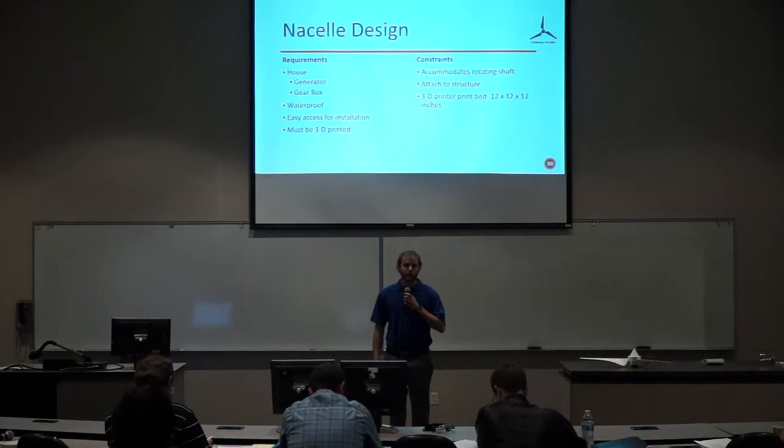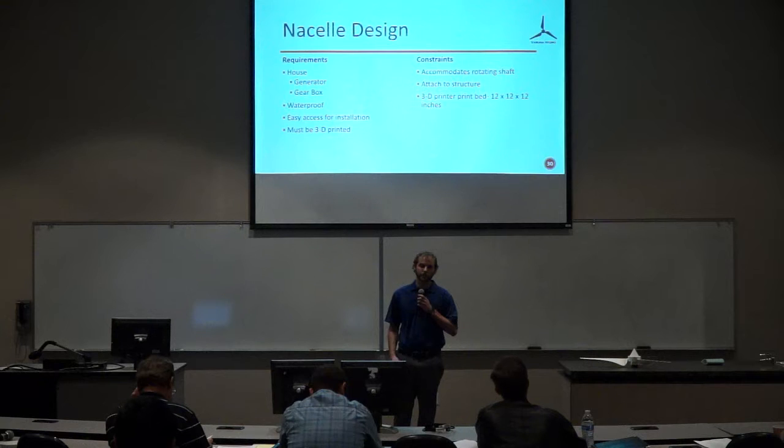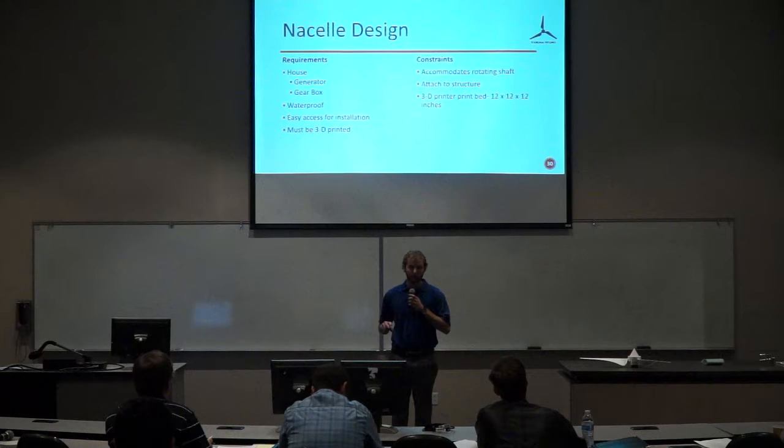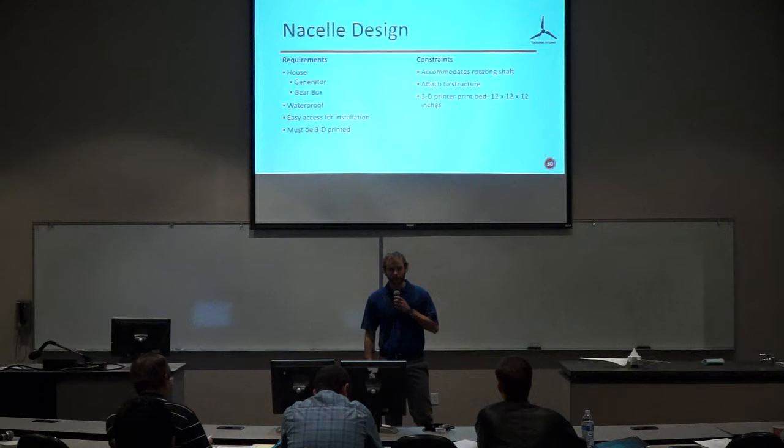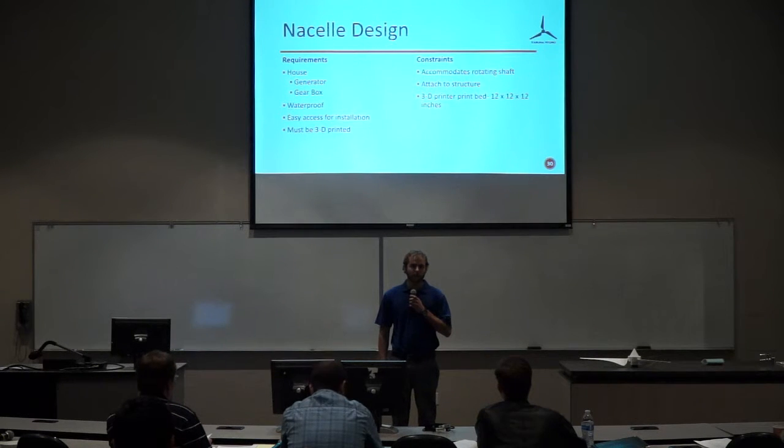So I will be going over the nacelle design. The requirements for the nacelle are that they have to house the generator and the gearbox. It needs to be waterproof so it does not short out the electrical components inside. It needs to have easy access for installation of these electrical components, and it needs to be 3D printed to reduce cost. The constraints for the nacelle is it needs to accommodate a rotating shaft attached to the structure, and it cannot be larger than 12 inches cubed according to the 3D printer bed.